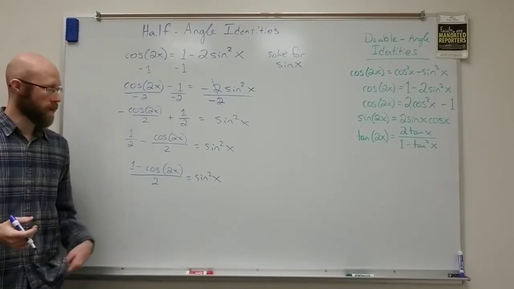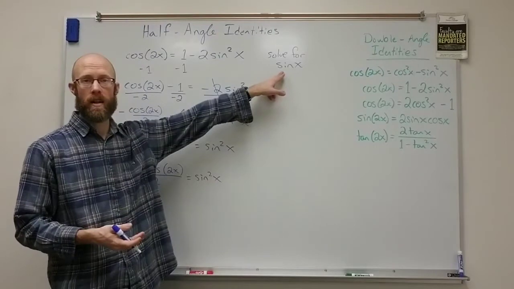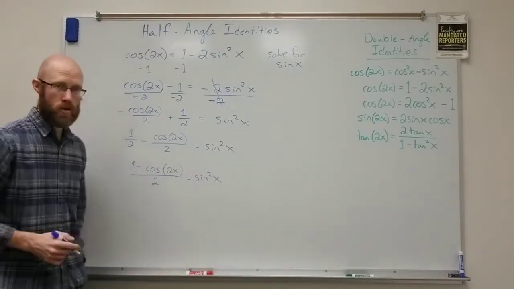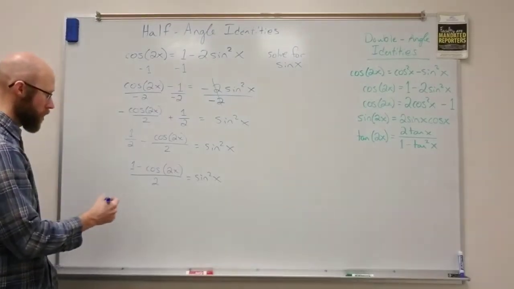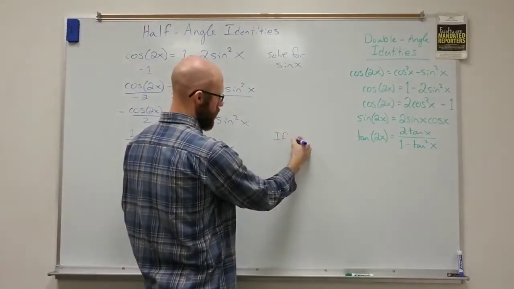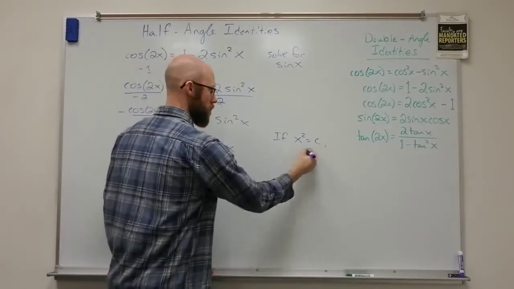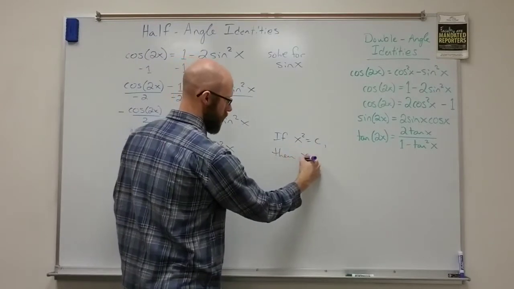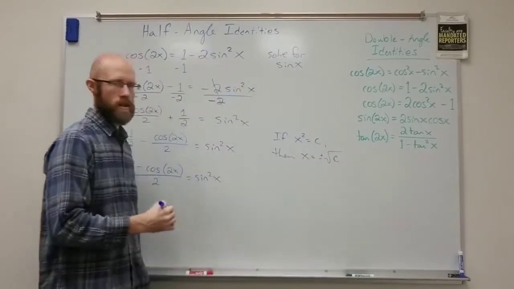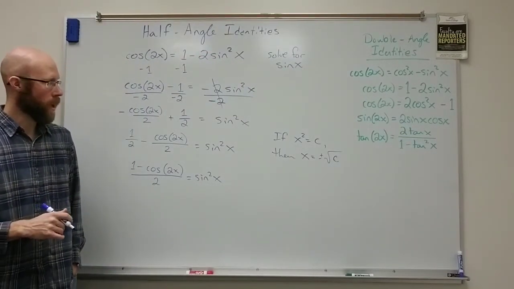Now we're not quite done. I've solved for the sine squared. I have not yet solved for the sine. So we use the square root property to get rid of the square. The square root property basically says that if a variable squared equals a constant, then that variable must be the positive or negative square root of that constant. Okay, so you get both the positive and the negative option.